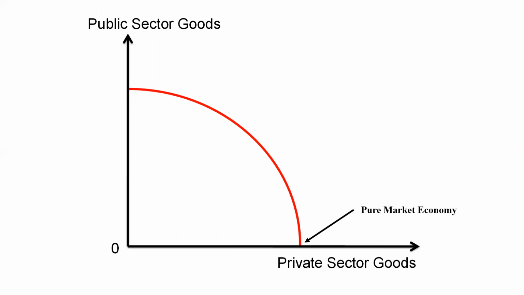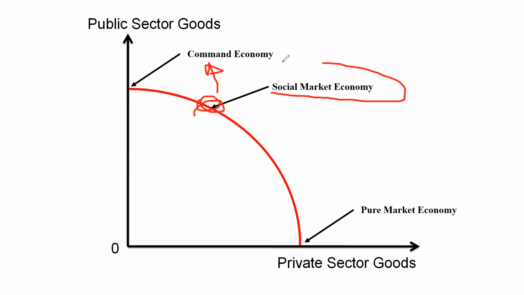The economy is running at this point. That means the economy produces only public sector goods. The economy is running with what economic system? Command economic system. If the economy is running at this point, somewhere around here, see, the closer to public sector, the closer to a command economic system.